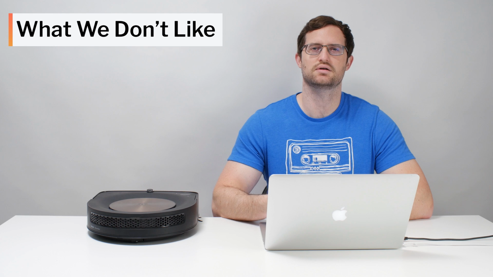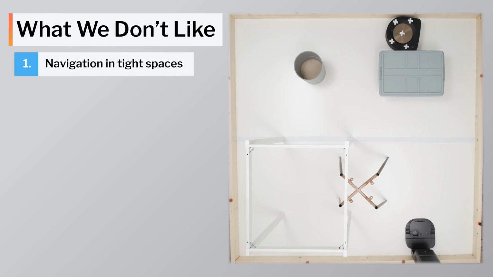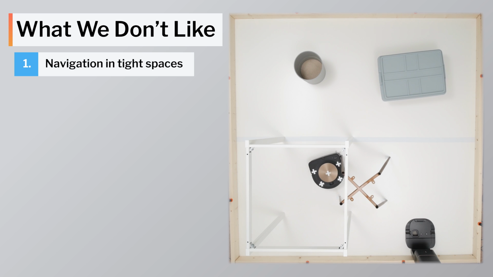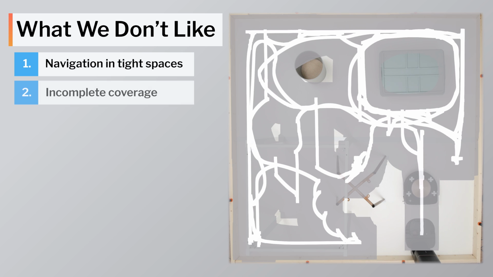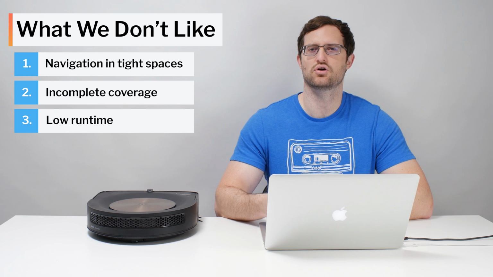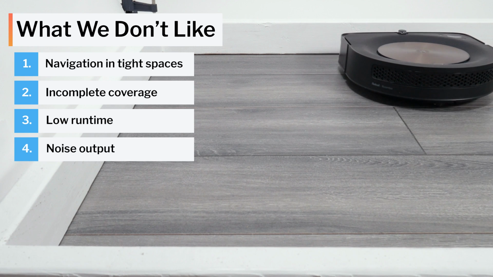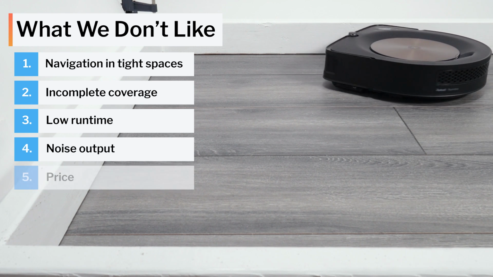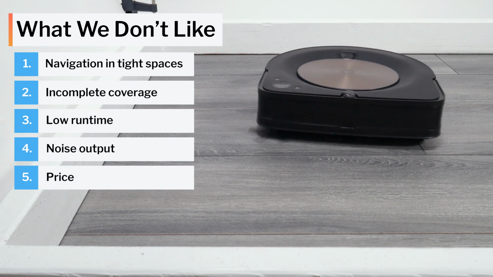Moving on to what we dislike about this vacuum, it definitely struggled a bit in the cluttered environment used for our coverage testing. It bumped into more obstacles more times and with greater force than most other mapping robot vacuums we tested. And it also didn't always get complete coverage in our tests. The S9 also has less runtime on a single charge than most other mapping robots on the market. And it's quite loud on its default power setting. It's also one of the most expensive robot vacuums on the market.